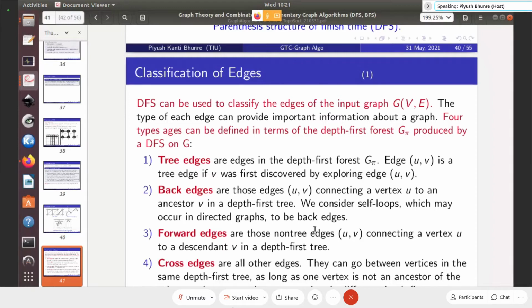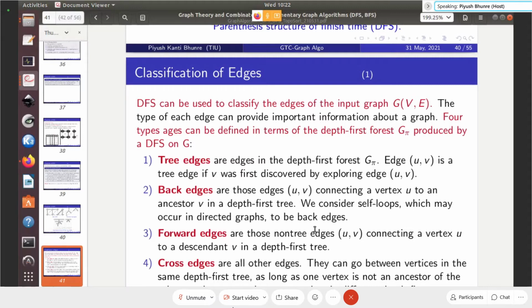An edge (u, v) is a tree edge if v was discovered through u. That means v was the immediate successor of u in the depth first search. Back edges are those edges (u, v) connecting a vertex u to an ancestor v. Ancestor means that v was discovered before u. And it may happen that there is another edge from u to v that is found at a later time in the depth first search.